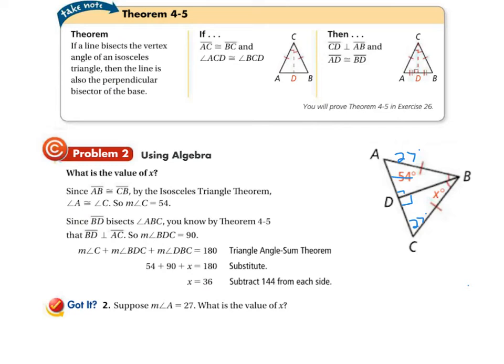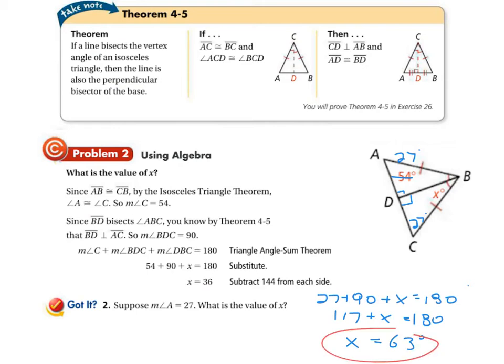to sum to 180. So we can say 27 plus 90 plus x equals 180, or 117 plus x equals 180. And subtracting 117 from both sides, I get x is equal to 63 degrees, which is the answer they were looking for.